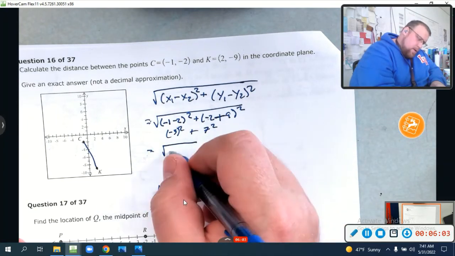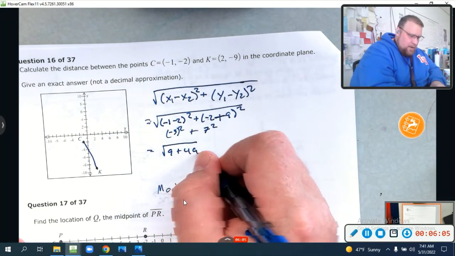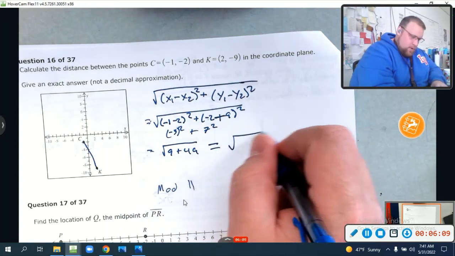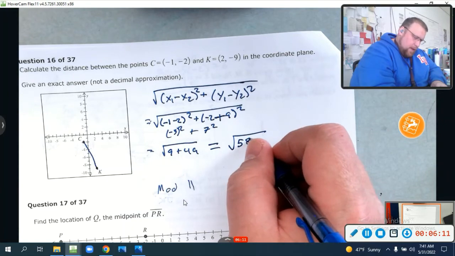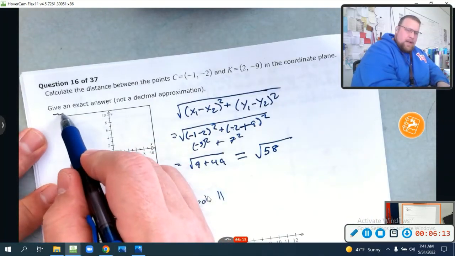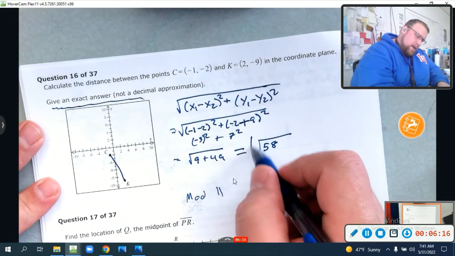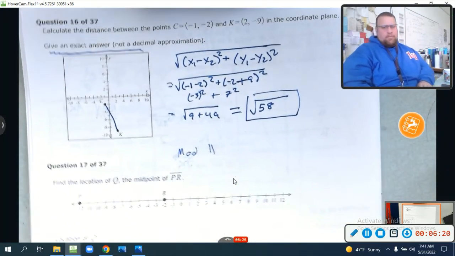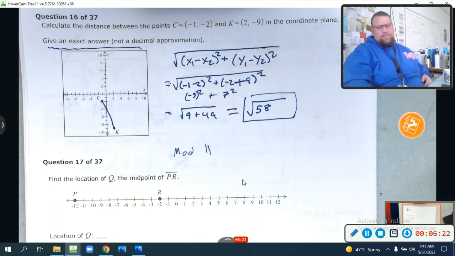Which is going to equal what? Square root of 9 plus 49, which equals the square root of 58. Now this says give an exact answer, so this is my exact answer, not a decimal approximation. That's what it means. It is a square root. Pretty easy stuff there. Nice.